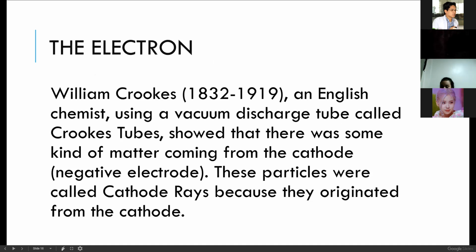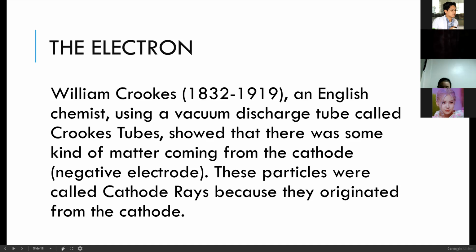William Crookes, 1832 to 1919, an English chemist, using a vacuum discharge tube called Crookes tubes, showed that there was some kind of matter coming from the cathode. This is the negative electrode. The particles are called cathode rays. Now, the Crookes tubes are called cathode ray tubes.